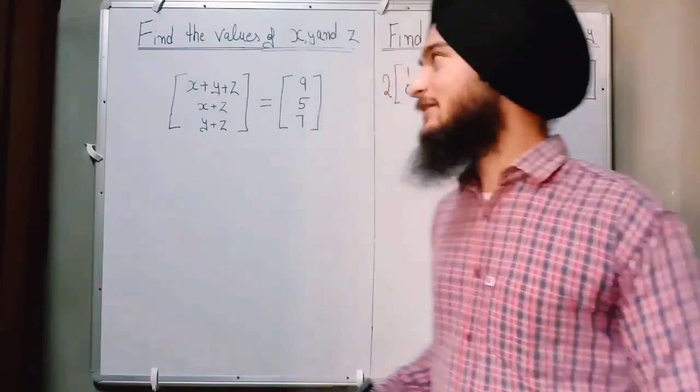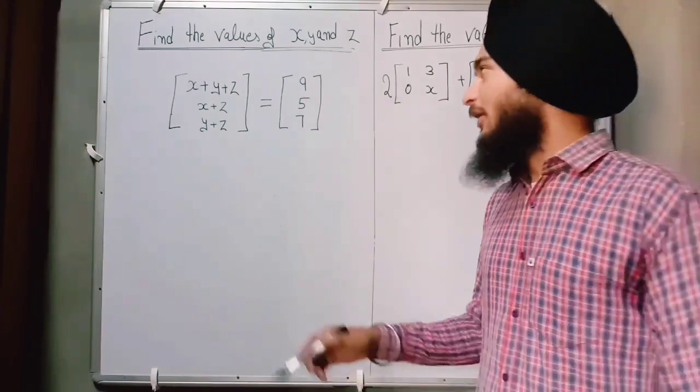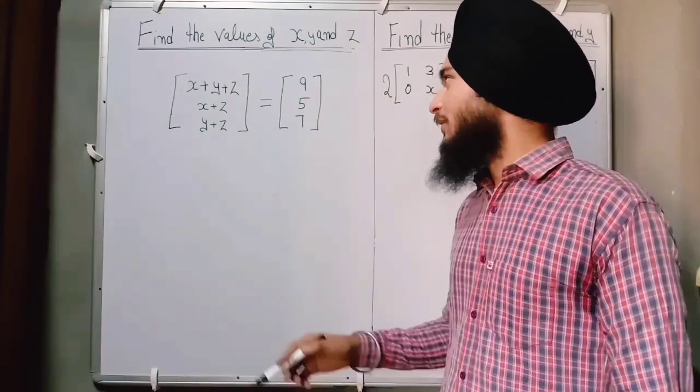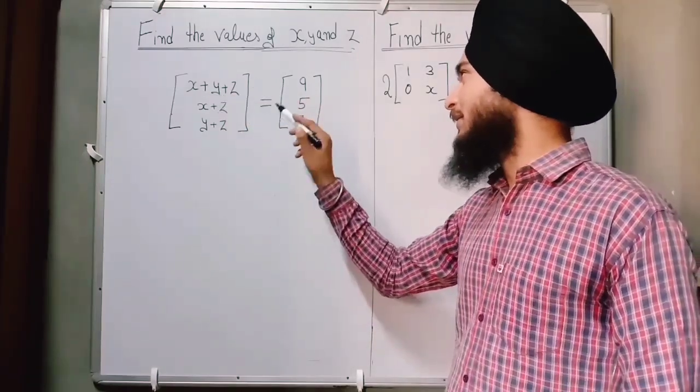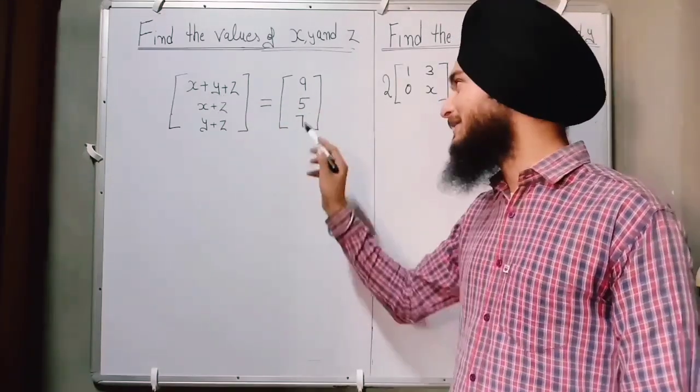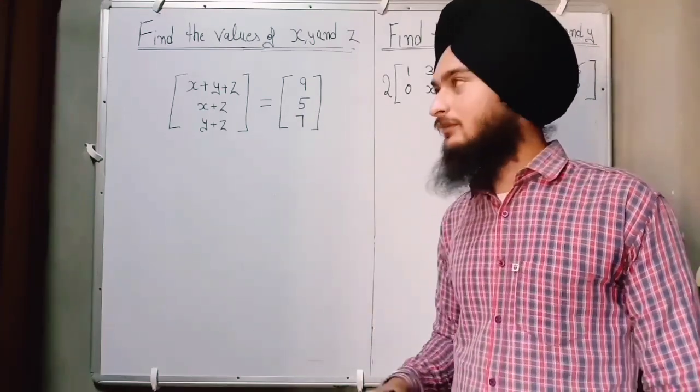In the previous lecture we discussed how to find the subtraction and addition between two matrices. In this lecture we find the value of x, y, z. For example, we have a question. A matrix is given: x plus y plus z is equal to 9, x plus z is equal to 5, y plus z is equal to 7.